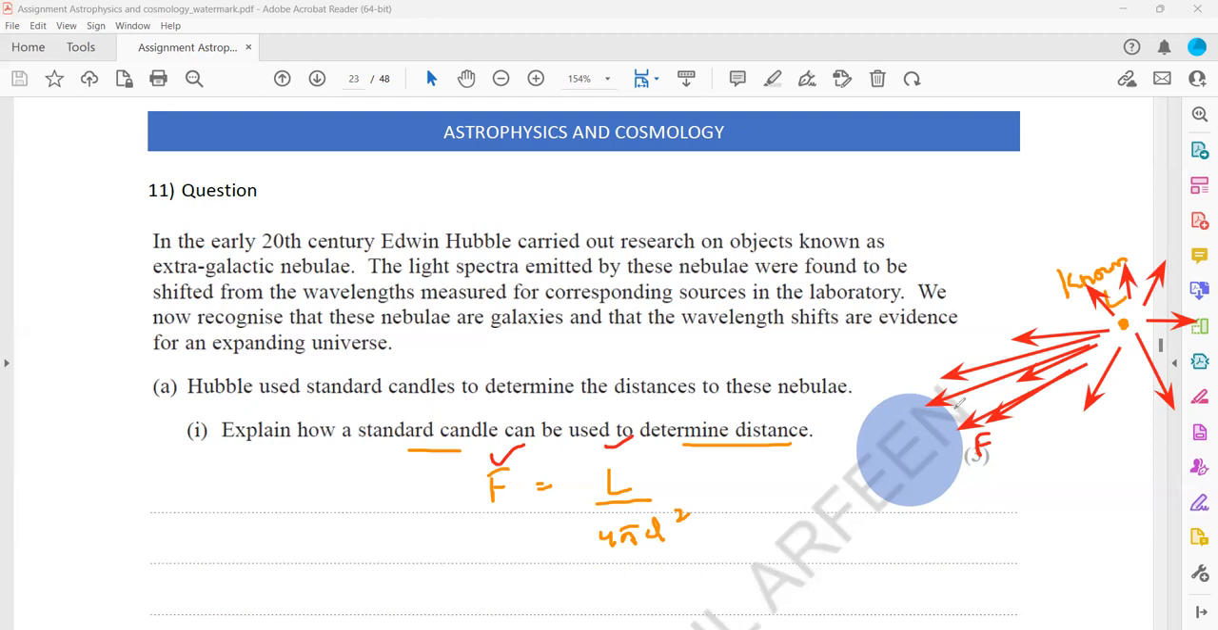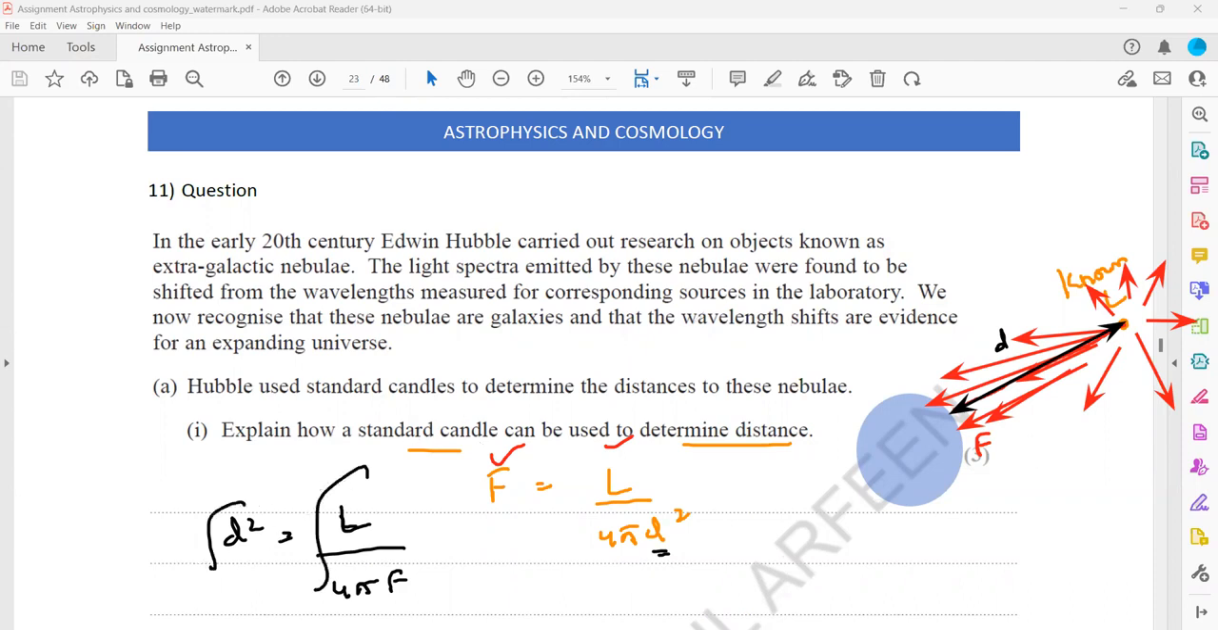d is the distance between the object, the source, the standard candle, and the observer. So we can work out this d. If we need d, then d squared is equal to luminosity divided by 4 pi times flux, or we take a square root to get the distance.